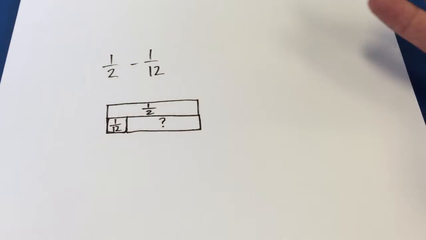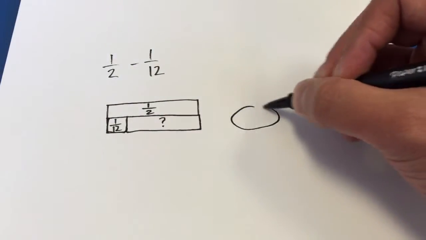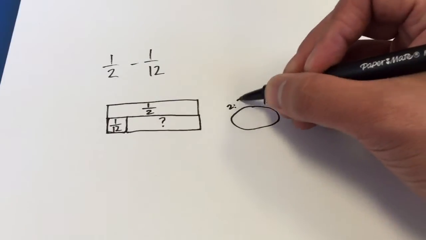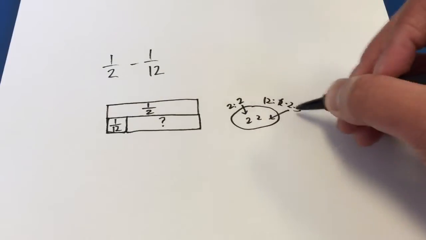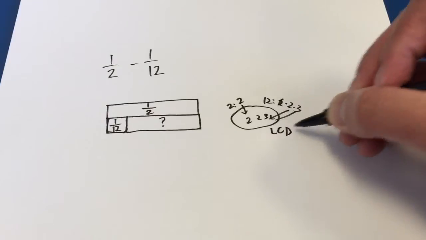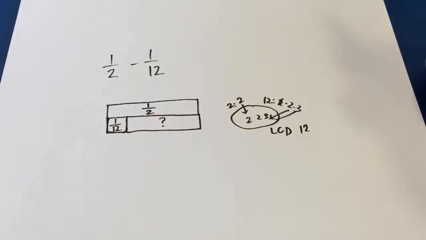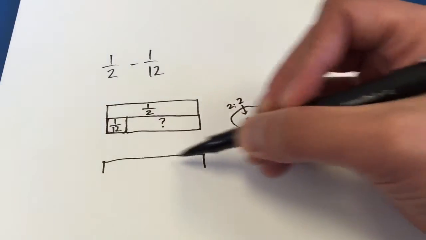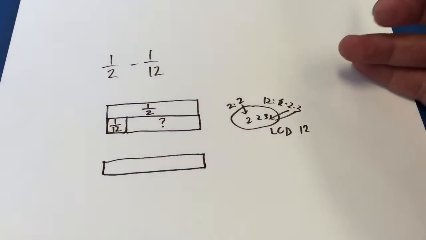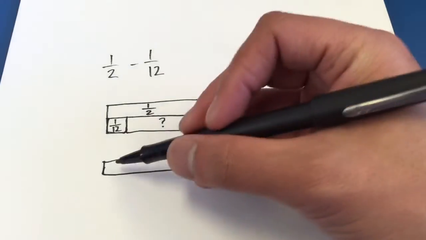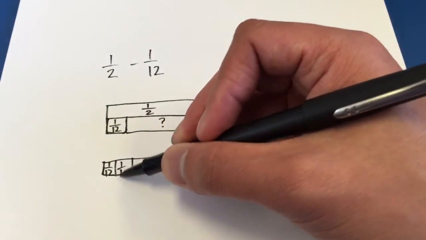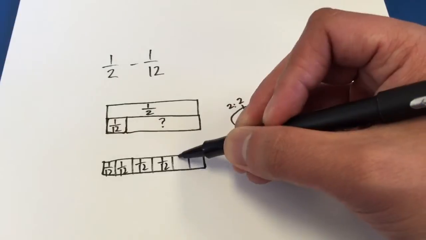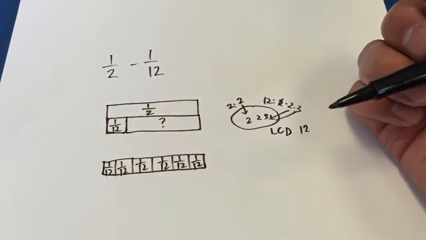And to do that, first I got to find out what my least common denominator is with 2 and 12. And I can do that by making a bubble. And my least common denominator would be 12. So now I'm dealing with 12ths. And so I'm going to redraw my half bar, but this time I'm going to draw it with 12ths. And I know that there's 6 12ths in 1/2. So instead of a half bar, I'm going to change that into 6 of these 1/12ths. Because again, 6 12ths equals 1/2.